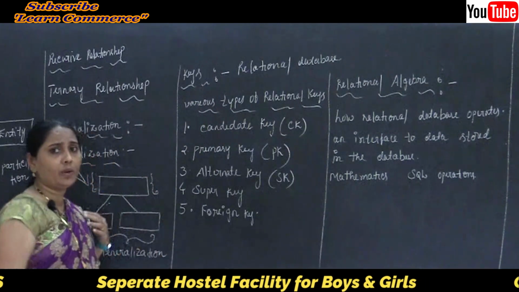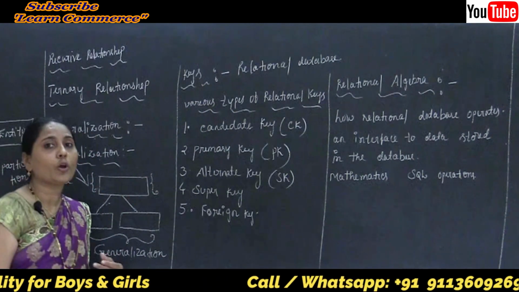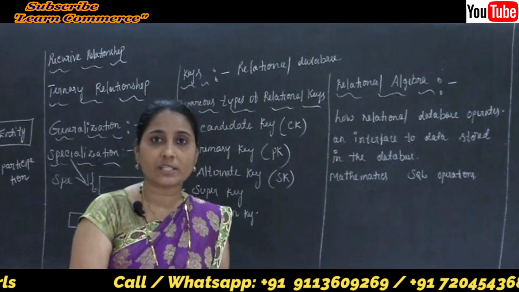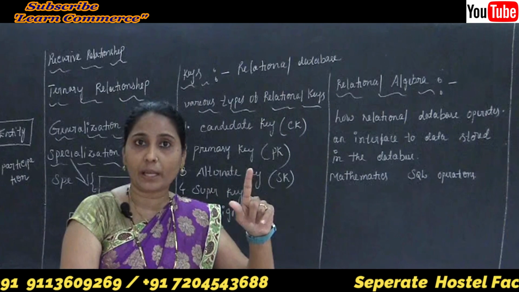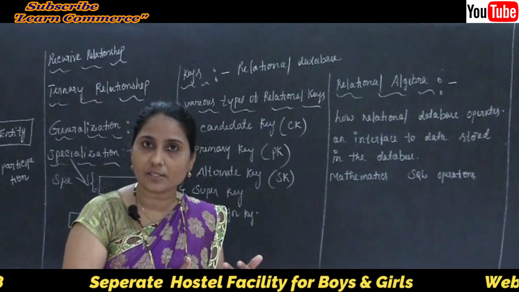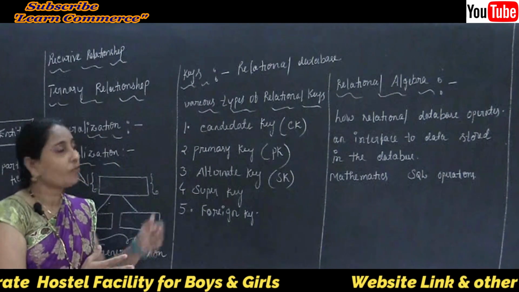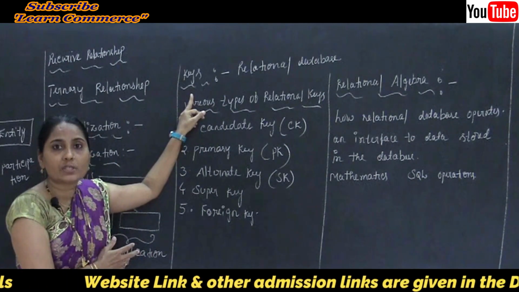Now what is the meaning of a key? A key is a set of one or more columns. That means we can use such key constraints, such key rules, for one column of a table or for more than one column of a table also. So it is a set of one or more columns whose combined values are unique.